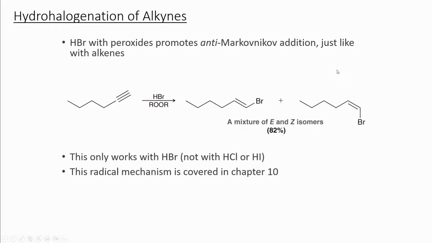If we use the hydrohalogenation with peroxide as one of the reagents, we're able to obtain the anti-Markovnikov addition, just like we're able to obtain with alkenes. This reaction will only work with HBr, and we'll cover the radical mechanism which this reaction undergoes in Chapter 10.